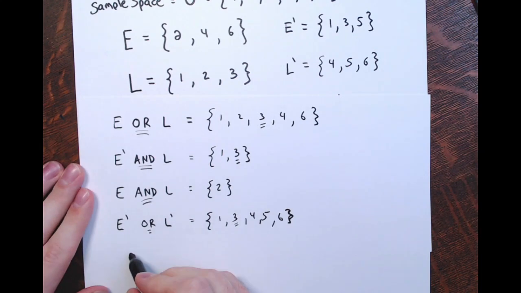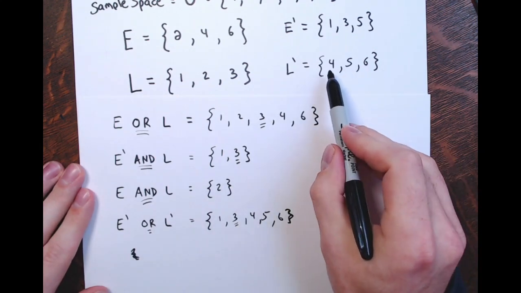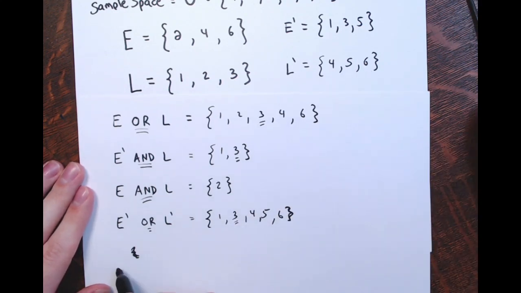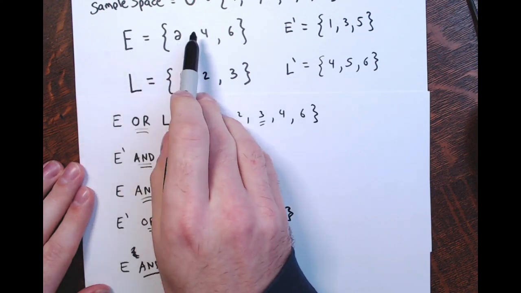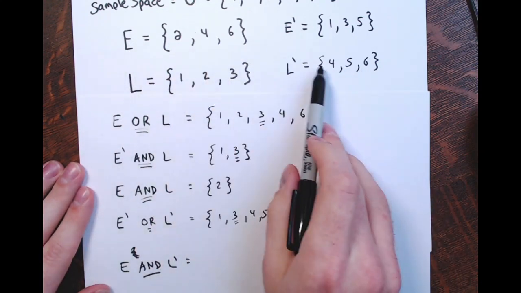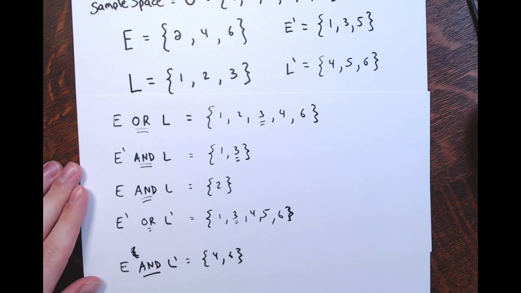How about not L? Well, I already wrote not L. It's up here. Doesn't have a 3 in it, so I'm not going to check the alpha. And then the last one I'm looking at is E and not L. Right, so you look at event E, event not L, and do they have anything in common? Yeah, the 4 and the 6. So 4 and 6 would be in that set. All right. But again, not the number 3.